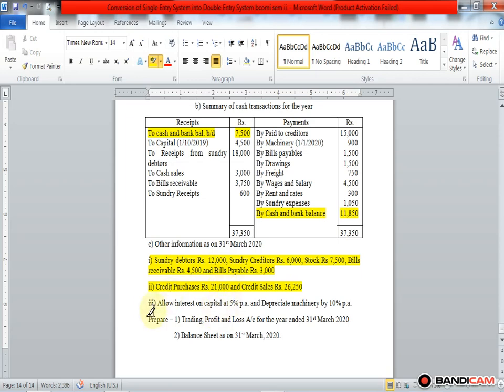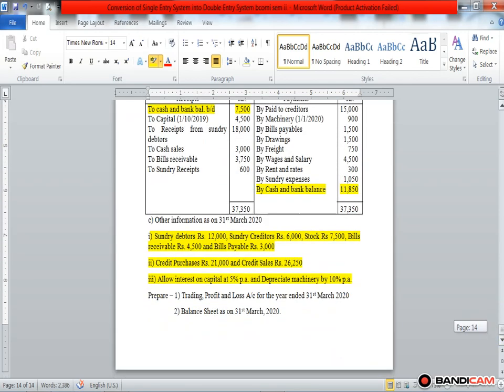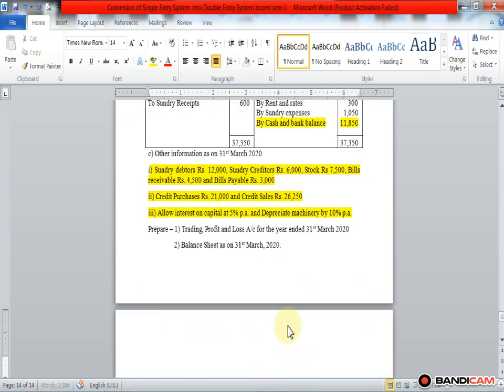Third adjustment: allow interest on capital at 5% per annum and depreciate machinery by 10% per annum. On the capital of Mr. Santosh, allow interest at 5%, and depreciate machinery by 10% per annum. On this information we have to prepare the trading account, profit and loss account and balance sheet as on 31st March 2020. Got it? Very easy problem. Now we solve this problem.